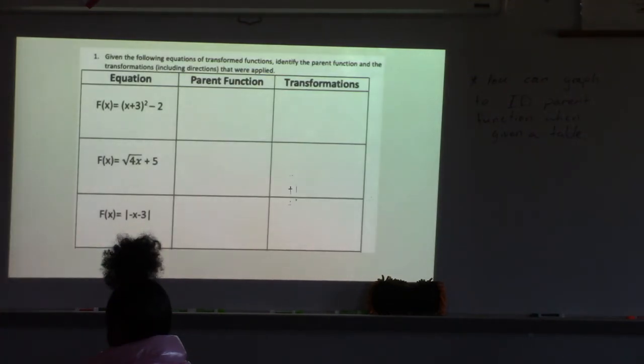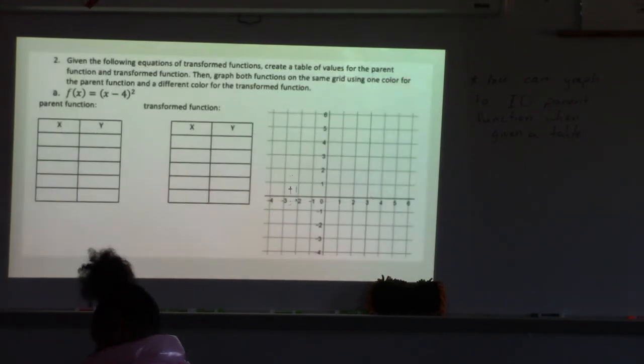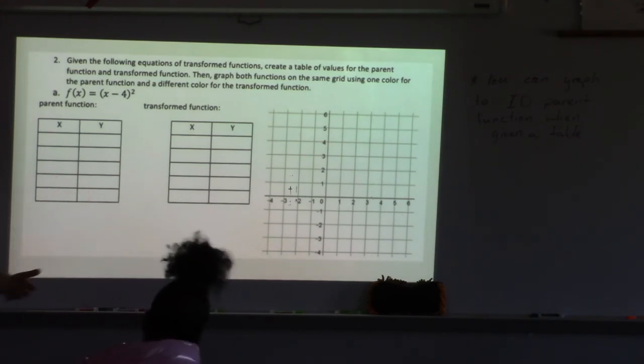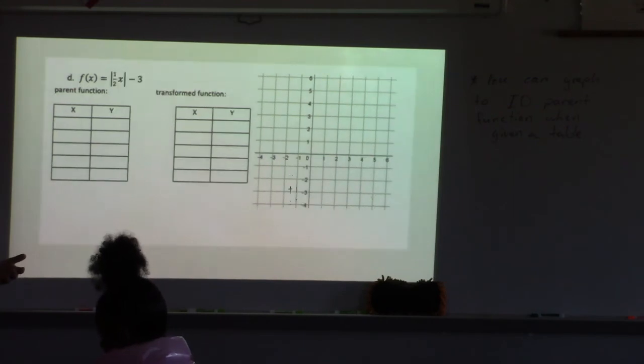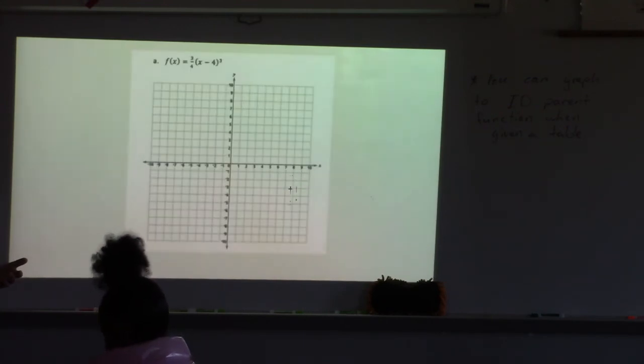So y'all worked through this a good bit last week, right? You identified the parent functions from the equations and then the transformations. And I believe on Friday y'all took that into these tables, correct? Correct. And then we made the graphs? Correct. But we did not get to these. Okay, so this is where we're going to pick up today.